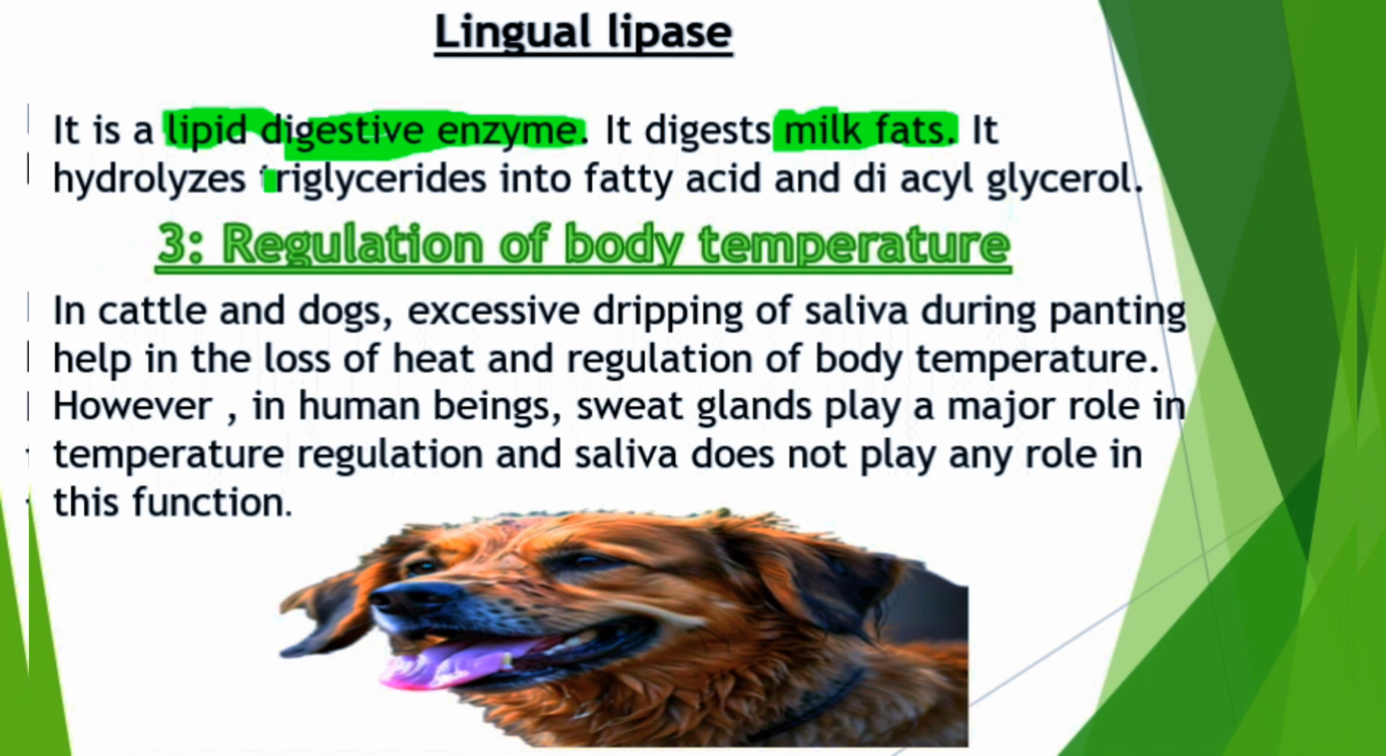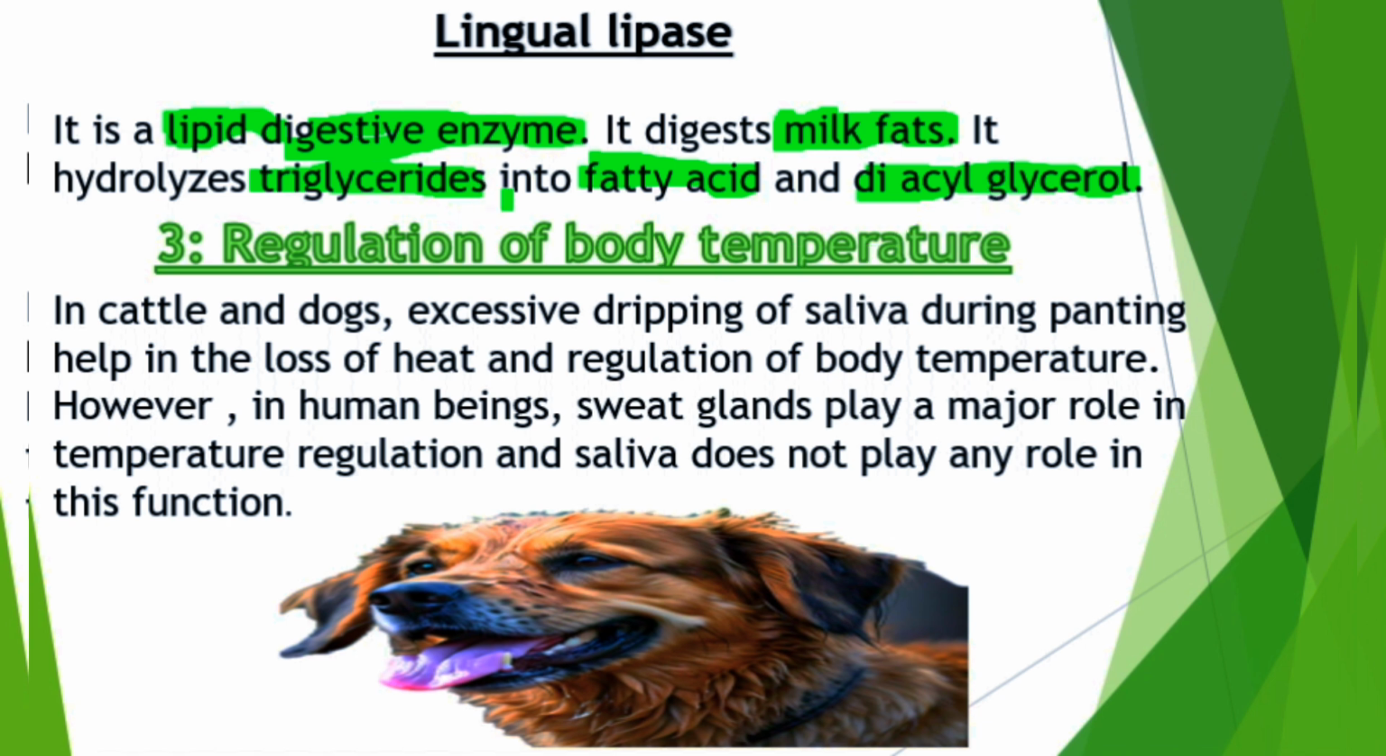It hydrolyzes triglycerides, so it mainly digests triglyceride into fatty acids and diacylglycerol. This is the function of lingual lipase. The most abundant lipid found in our body is triglycerides. Lingual lipase acts on the triglycerides found in food substances and converts them into fatty acid and diacylglycerol.